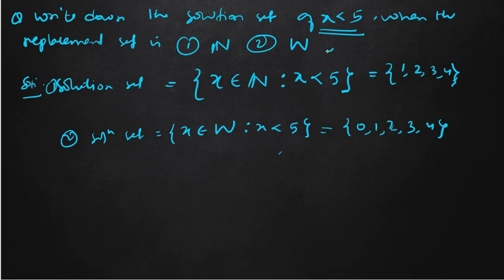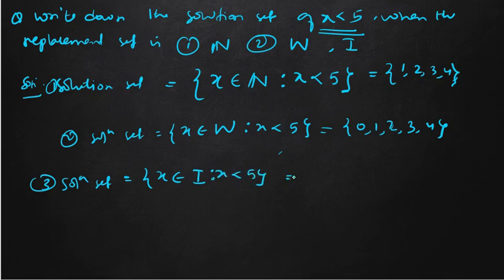Similarly, if the replacement set is I, integers, then the solution set will be x belongs to integers such that x is less than 5. So what are the integers which are less than 5? They are 4, 3, 2, 1, 0, minus 1, minus 2, minus 3. It will continue till infinity, so we have to put a triple dot and close the bracket. So this will be our required solution set. I think it is clear.